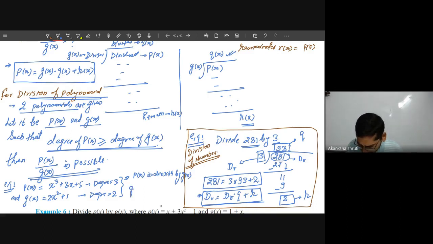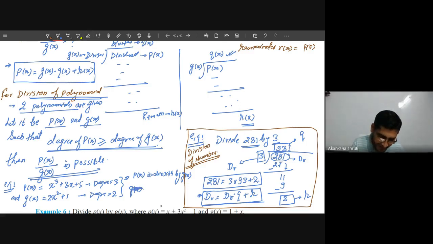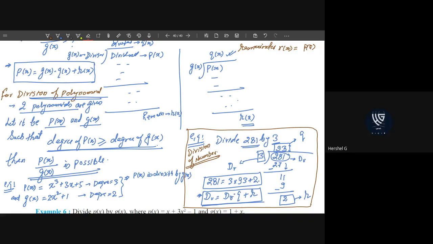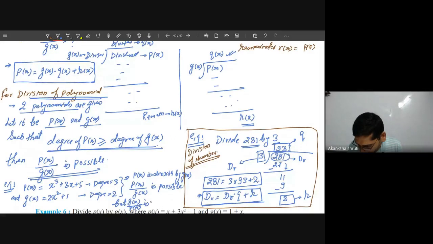Can we say gx is divisible by px? No, because 2 is not greater than 3. Yes, the first requirement is that a higher degree polynomial or an equal degree polynomial can be divided by a lower or equal degree polynomial. So px by gx is possible and can be calculated. But if we want to divide gx by the polynomial px, it is not possible.